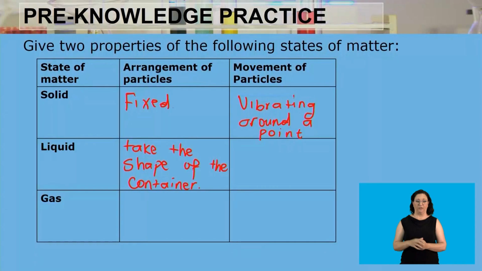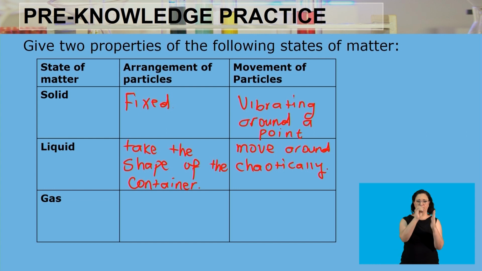Now, what about the movement of particles? So these ones, they are moving around chaotically. They do not have a specific movement. So they're just moving around in that particular container. They collide with each other. They collide with the walls of the container as well.